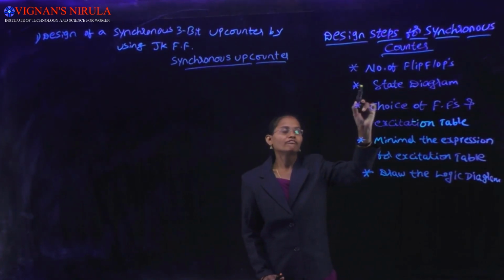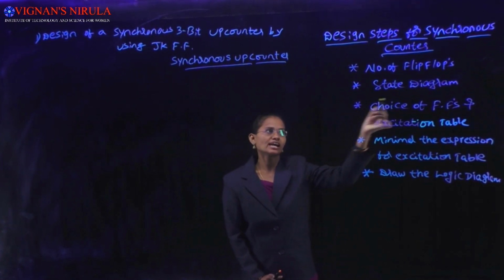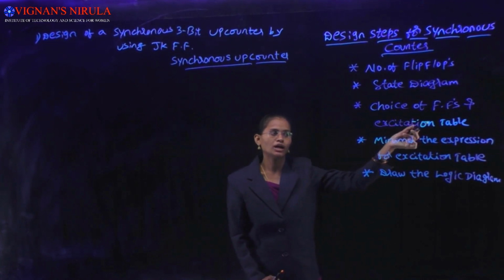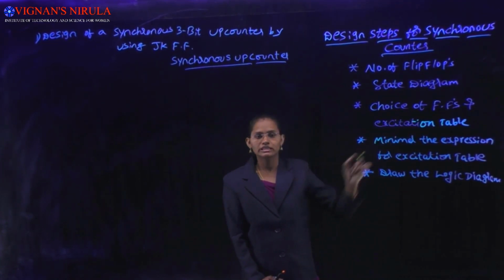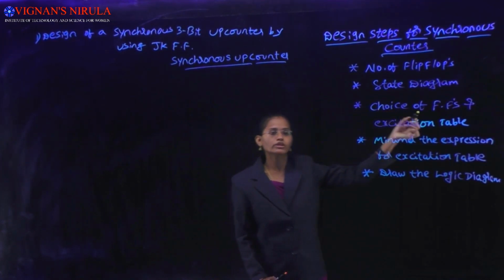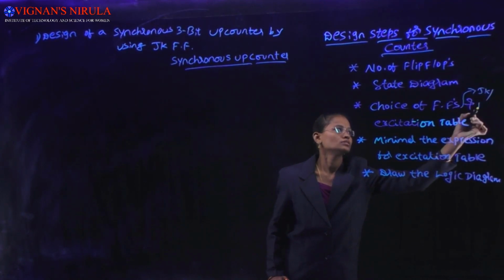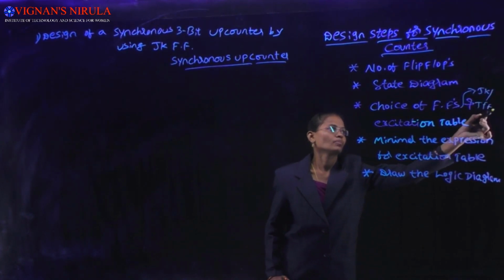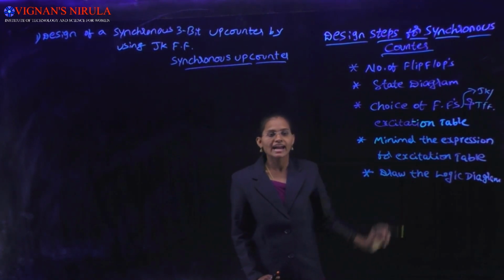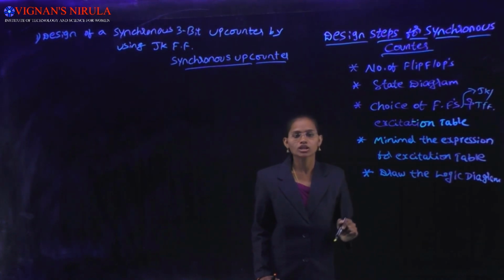First step is to find out the number of flip-flops, second step is to draw the state diagram, and third step is choice of flip-flops and excitation table. Here, choice of flip-flops means in this synchronous counter we use either JK flip-flop or T flip-flop. Okay, and the fourth step is minimal expression for the excitation table, and the last step is to draw the logic diagram.